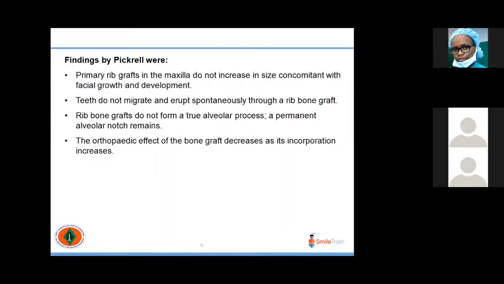Okay, thank you. So, findings by Pickrell were: primary rib grafts in the maxilla do not increase in size concomitant with facial growth and development. Teeth do not migrate and erupt spontaneously through a rib bone graft. Rib bone grafts do not form a true alveolar process. A permanent alveolar notch will still remain even after all these early bone grafts. The orthopedic effect of the bone graft decreases as its incorporation increases.